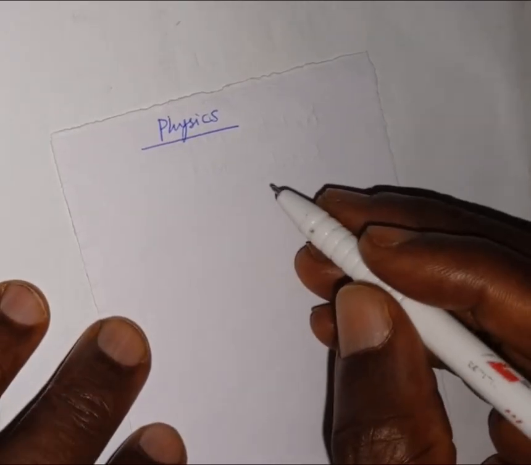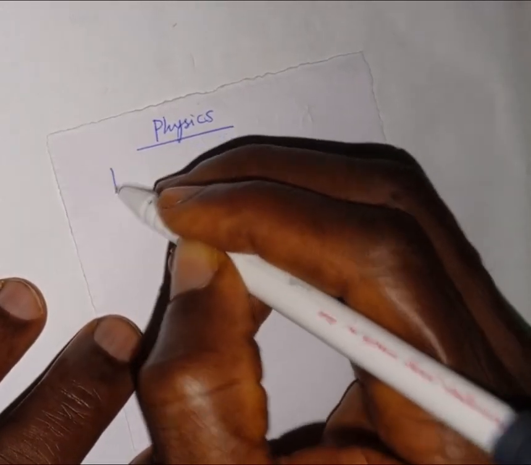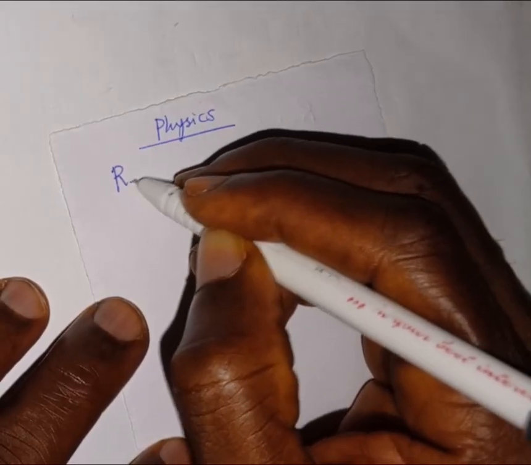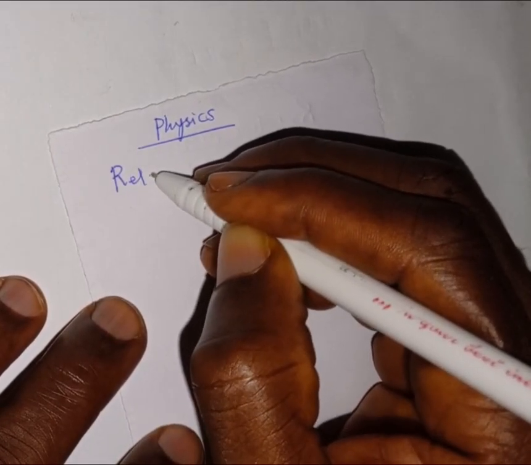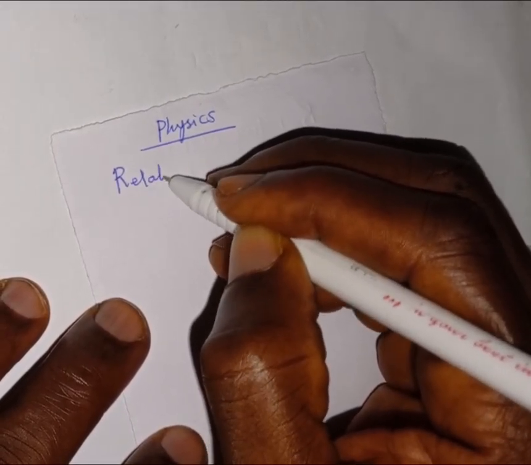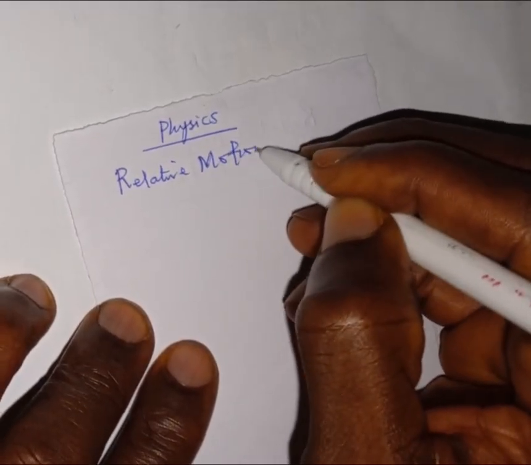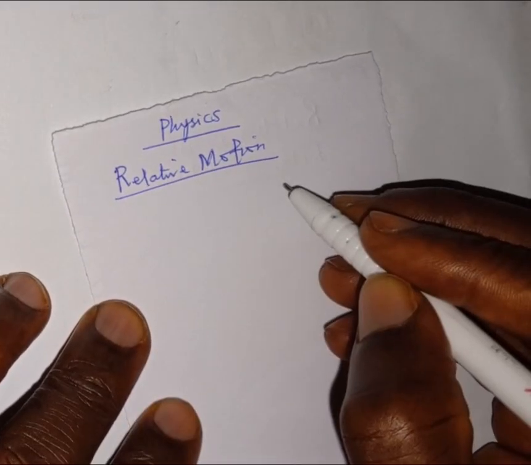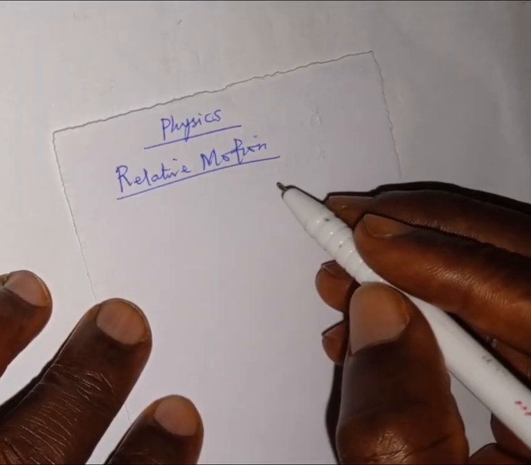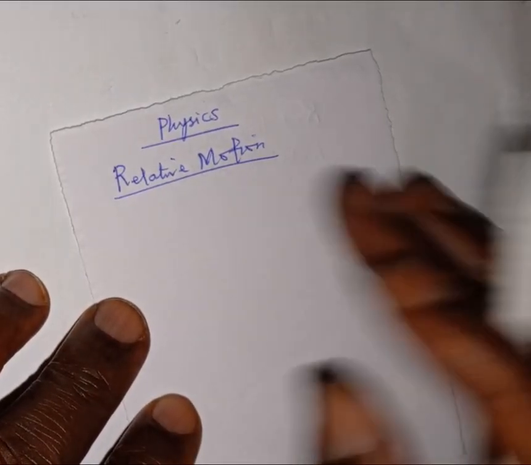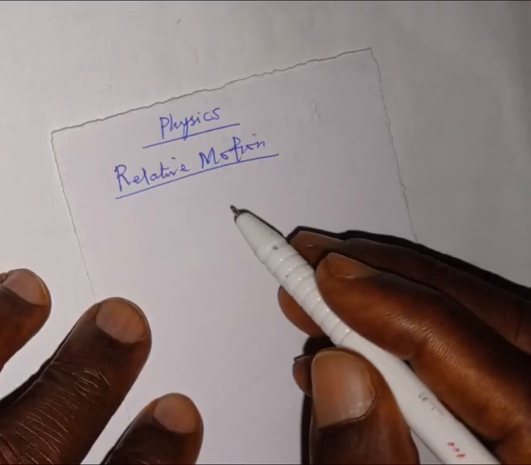Today we are going to talk about relative motion. What is relative motion? Relative motion is simply comparing the motion of two bodies.